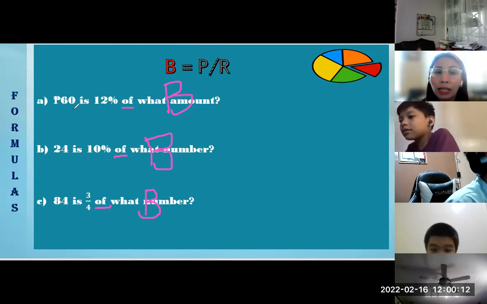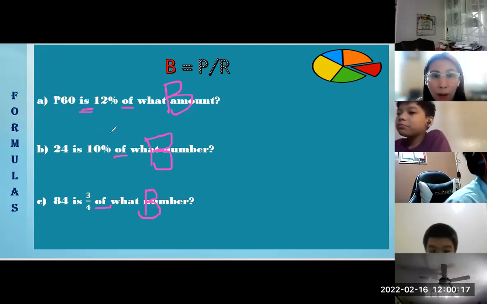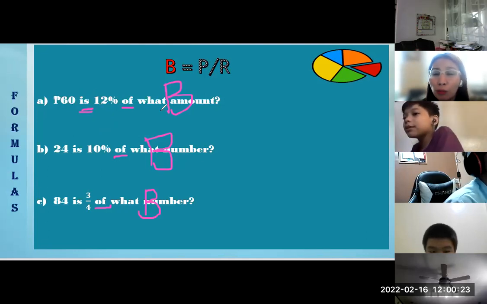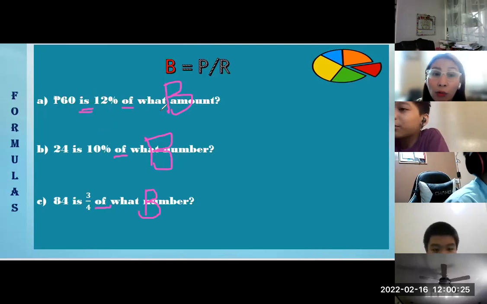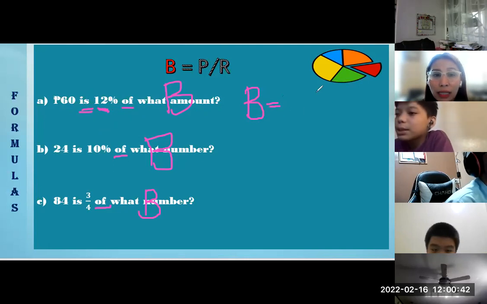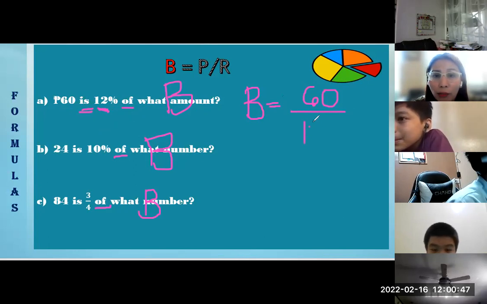Katulad din nito, 60 is 12% ng anong number. So, 60 here is smaller than the number we are missing. 60 daw is 12% of what amount? 12% lang yan, kaya maliit. Okay, let's use the formula. Base is equals to, yung percentage natin ay 60, let's divide it by the rate, which is 12%. Ganyan lang po.